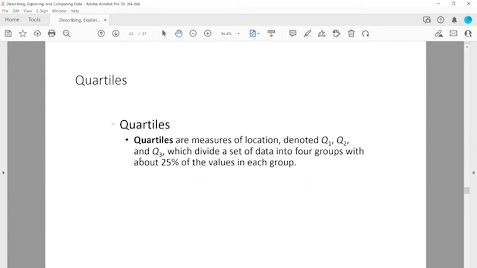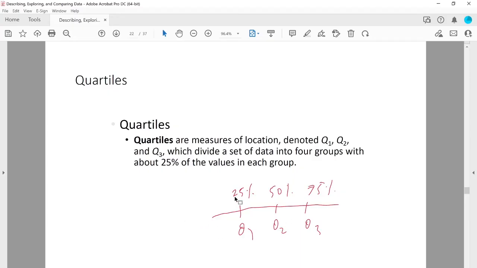Now, after finding the percentile, there are three numbers that are very important. They are called quartiles. Meaning, you have the data set, and you can divide this data using three numbers, called quartiles. The first quartile means 25% of the data values are less than that number. The second quartile means 50% of data values are less than that number. The third quartile means 75% of the data values are less than that number. That's how we can divide data using quartiles.